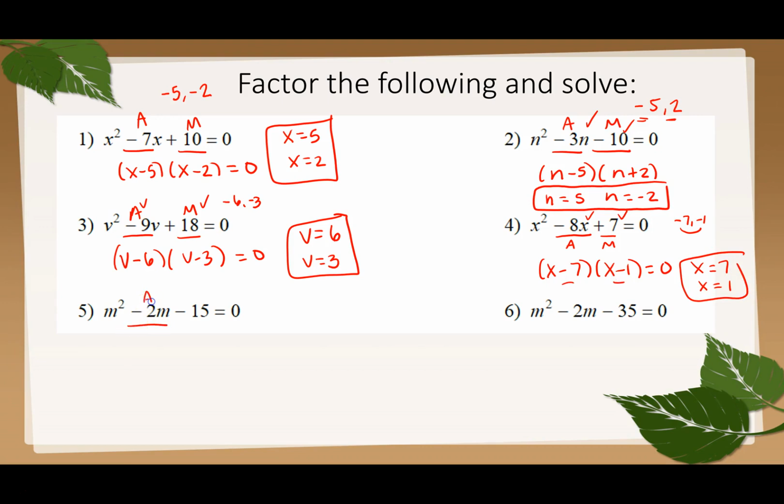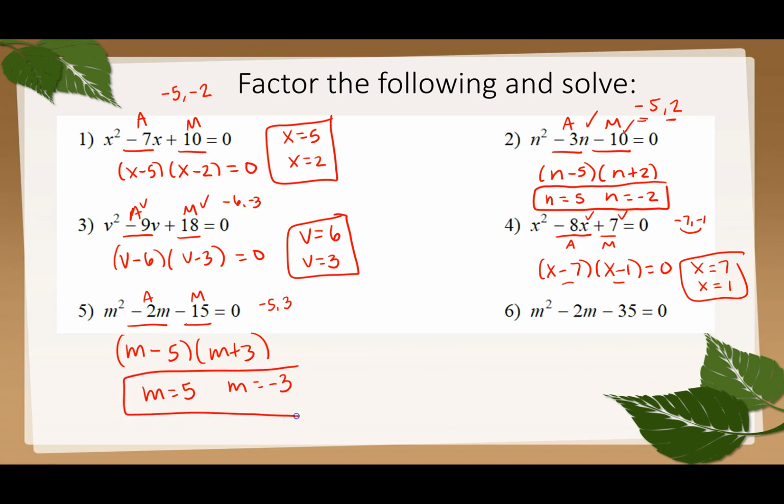All right, what adds to -2 and multiplies to -15? Is that -5 and 3? Yep. So we have m minus 5 and m plus 3. So our final answer is m equals 5 and m equals -3. And you might be saying, Ms. Sorensen, once I get these, can't I easily get those? Yes, that's true, but we do need to practice factoring.